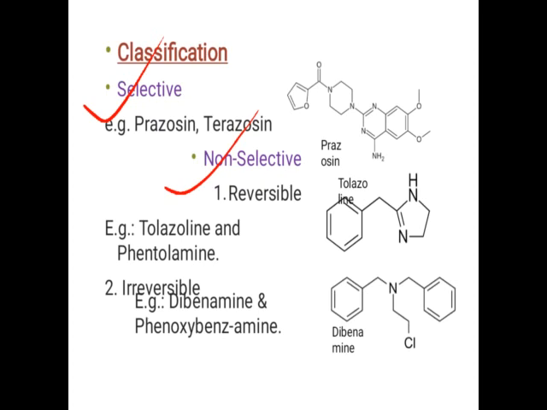Okay, so these non-selective drugs are classified into two types: the reversible non-selective alpha adrenergic antagonist and the irreversible non-selective alpha antagonist. What is the difference between reversible and irreversible? Reversible means they will block the alpha receptor, and after some time, when the activity is complete, they will detach from the receptor, and the receptor becomes free, so another neurotransmitter can bind to that receptor.